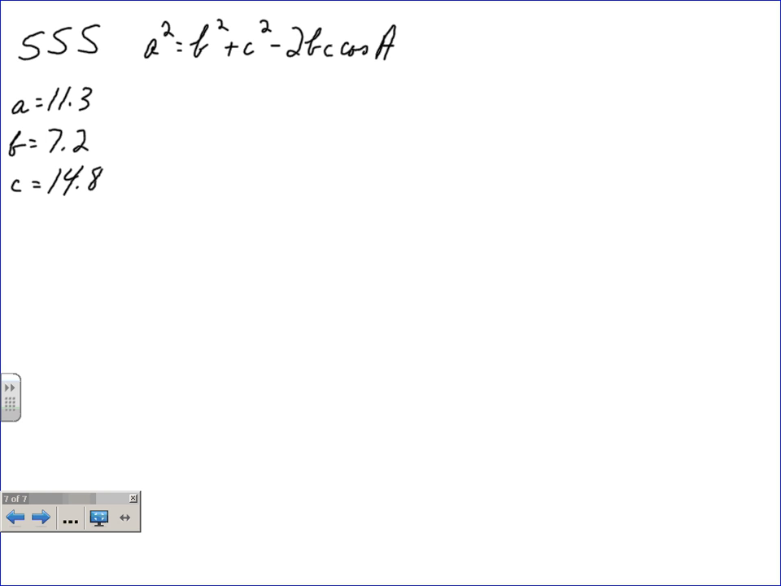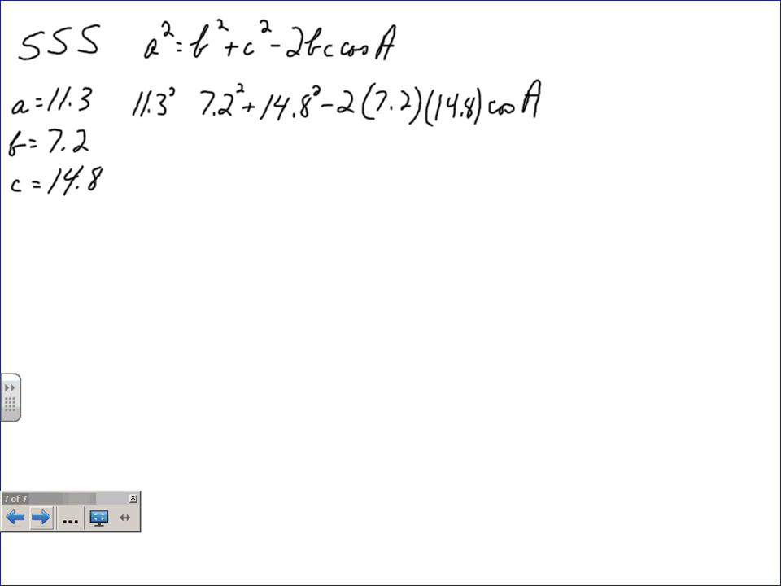You want me to go over that? All right. So side A is 11.3. Side B is 7.2. Sorry. That's interchangeable, right? 7.2 squared plus 14.8 squared minus 2 times 7.2 times 14.8 cosine of A. I'm assuming by that question, interchangeable.